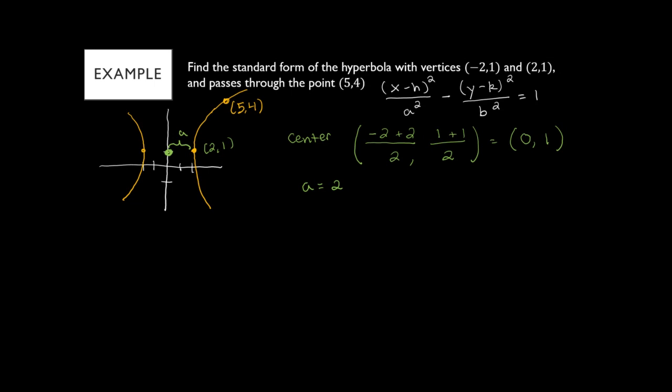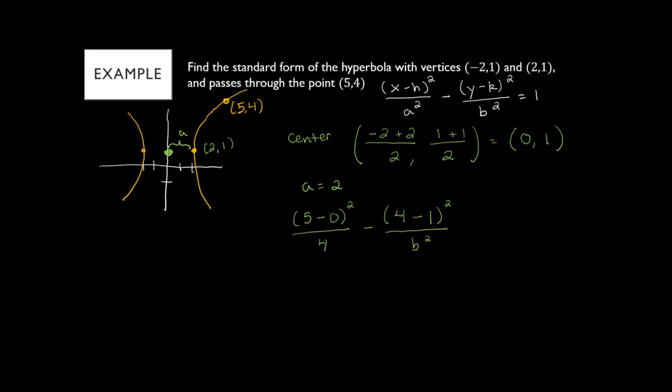So when I plug this into our formula, our x value we're going to use from this other point that it goes through. So 5 minus, and then h is 0, squared over, and then a squared is 4, minus y, we're going to use the y value at that point, which is 4, minus, and k is 1.